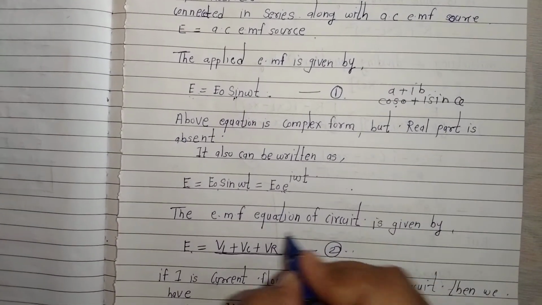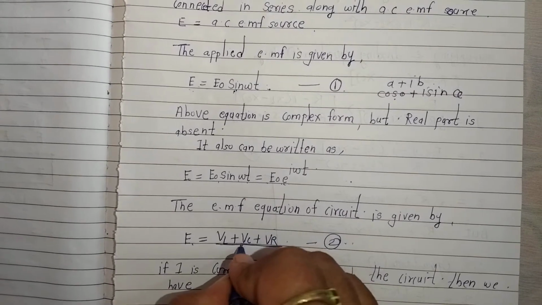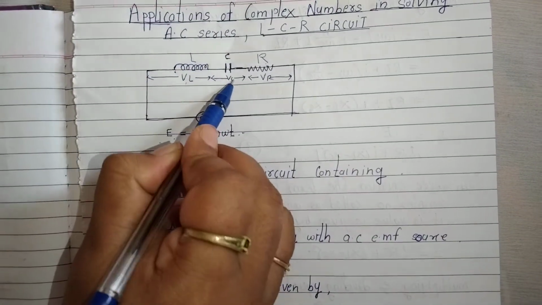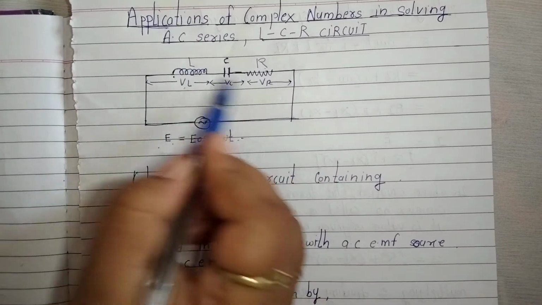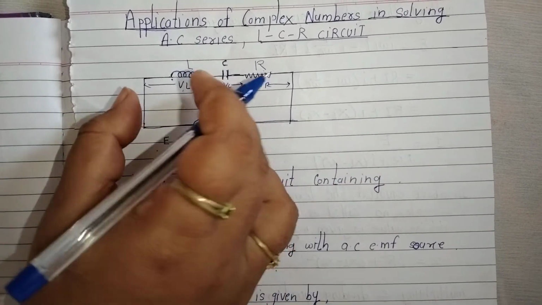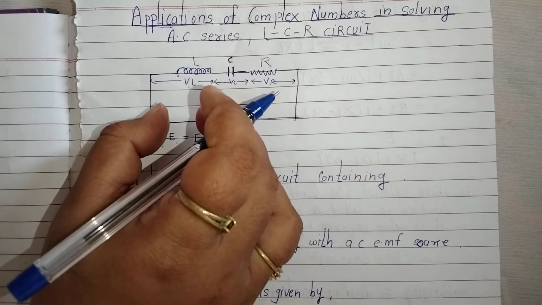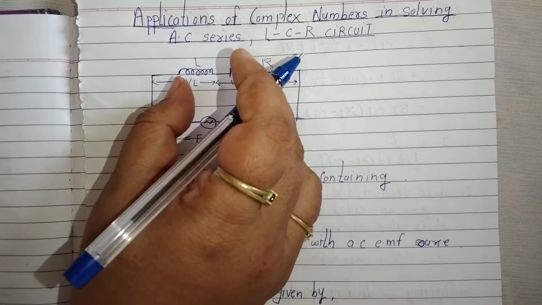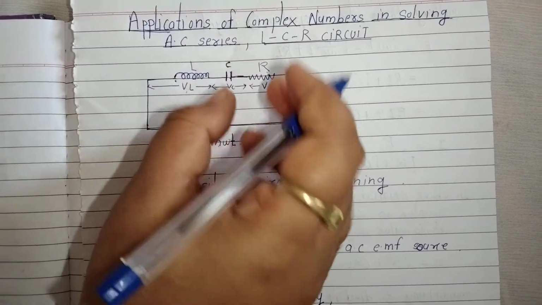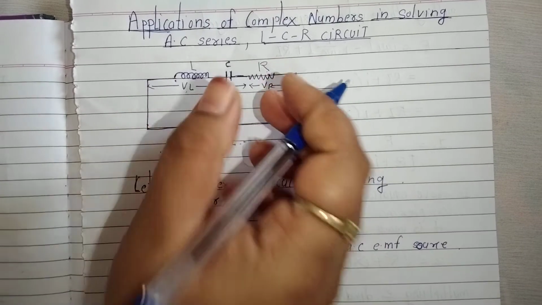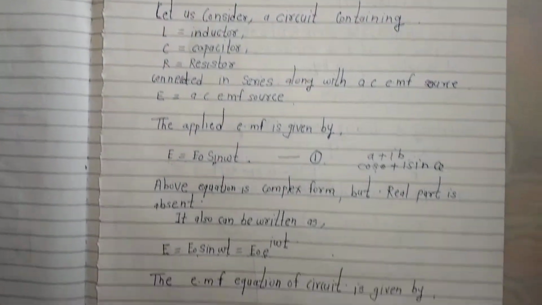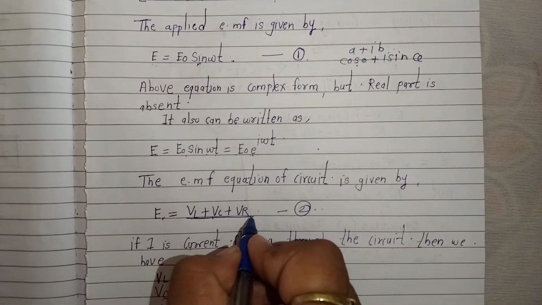The EMF equation of the circuit can also be written as E is equal to VL plus VC plus VR, because the voltage is across L (VL), across C (VC) and across R (VR). So it can be written as E is equal to VL plus VC plus VR.